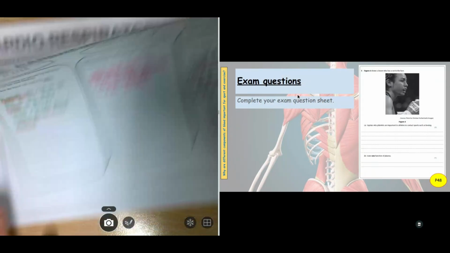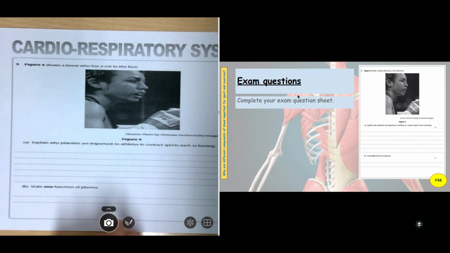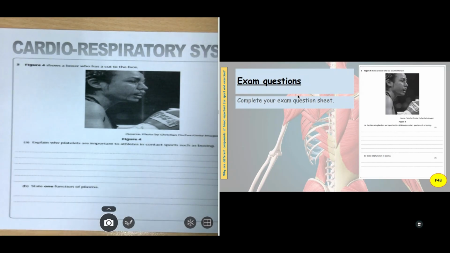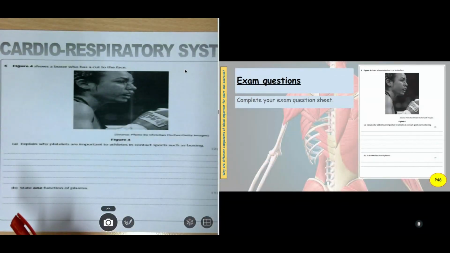And then lastly, exam question from a previous paper. So you've got a picture of a boxer who's had a cut to the face, and your question is to explain why platelets are important to athletes in contact sports such as boxing. And then for 1 mark, state one function of plasma. So again, you can pause at this point if you want to have a go yourself. I'm going to go through it now.